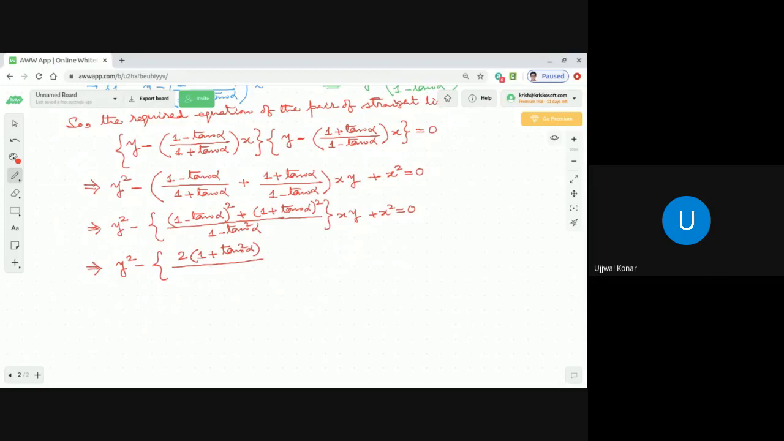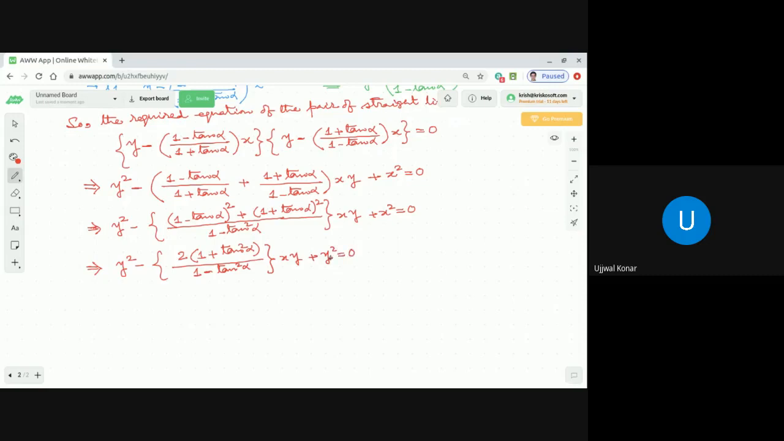Correct, dear students? Okay. So 1 minus tan² alpha, correct? One minus tan² alpha. Let me write properly. 1 minus tan² alpha into xy plus y² equal to 0.